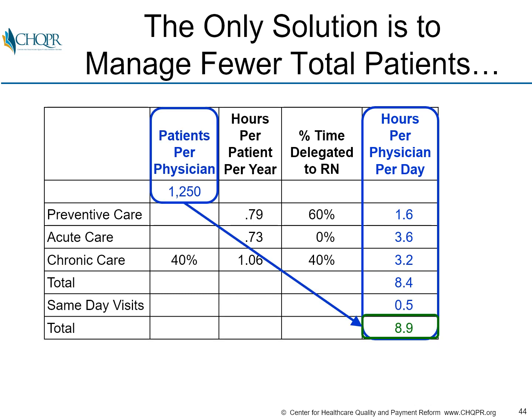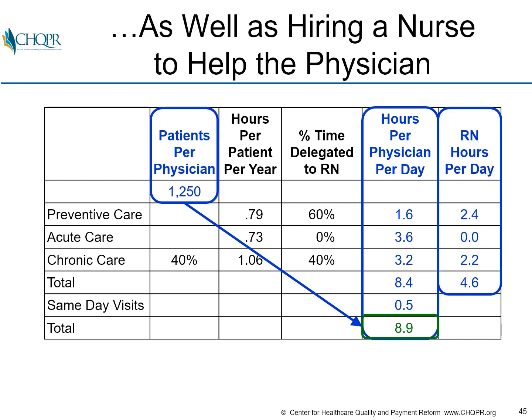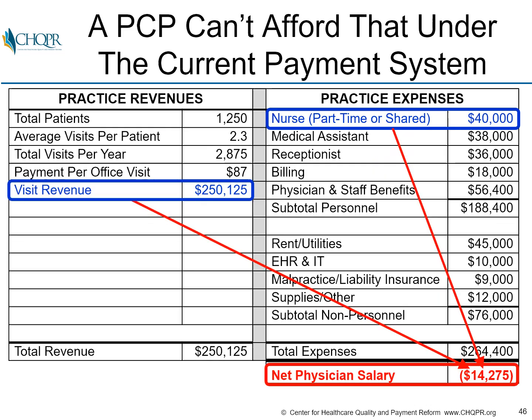The only solution is for the physician to manage fewer patients in total. If the physician had 1,250 patients instead of 2,500, they could provide high-quality care in a 9 to 10 hour day. However, that assumes that the physician hires a nurse so that the appropriate tasks could be delegated.